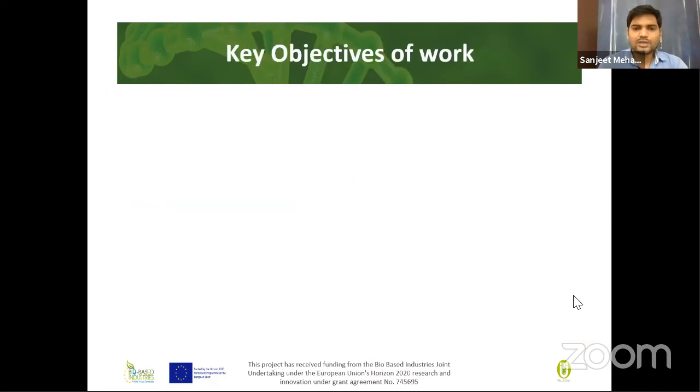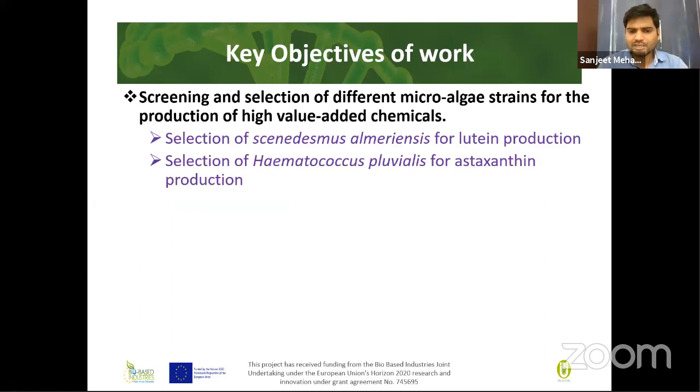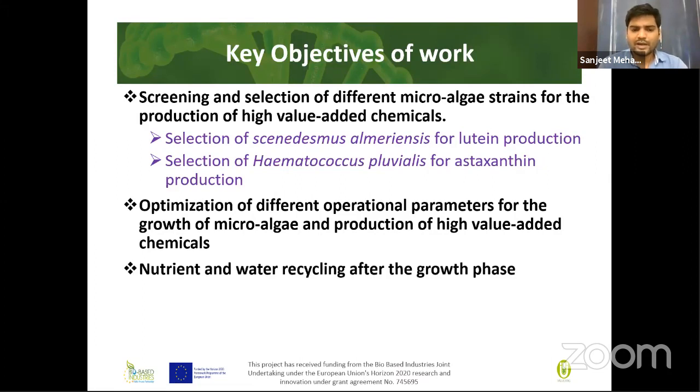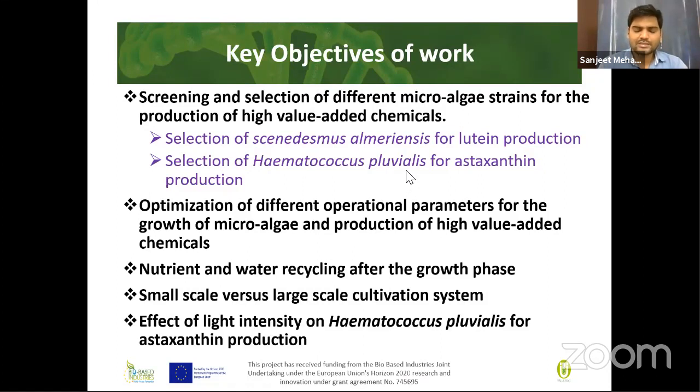So here are the key objectives of our project: the screening and selection of different microalgae strains for production of high value added compounds, then the selection of Scenedesmus almeriensis for lutein production, selection of Haematococcus for astaxanthin production, and optimization of different operational parameters for growth of microalgae and production of high value added compounds. Then nutrient and water recycling after the growth phase, and small scale versus large scale cultivation systems to compare the biomass productivity and also the productivity of the bioactive compounds. And then we also check the effect of stress conditions on astaxanthin production from Haematococcus pluvialis.